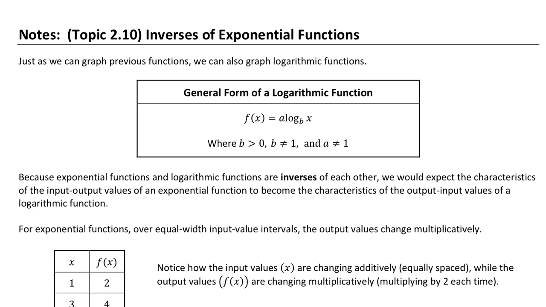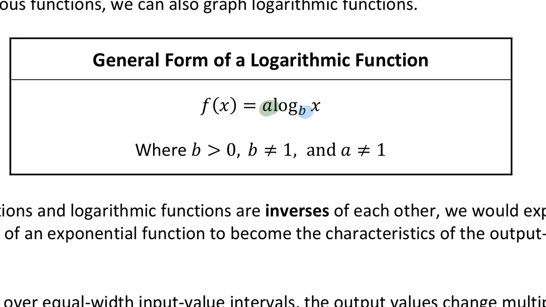So just as we can graph previous functions, we can also graph logarithmic functions. Here's a logarithmic function. You're going to have an a value in front of the logarithm and then your base b. There's a couple of contingencies when it comes to the a and the b. The b value has to be greater than 0, meaning you will not have a negative base. The only time you'd have a negative base in an exponent is if it's a geometric sequence anyways. So you will not have a negative base when it comes to a logarithm. That base cannot be 1, because 1 to any power is still 1, so it wouldn't do anything.